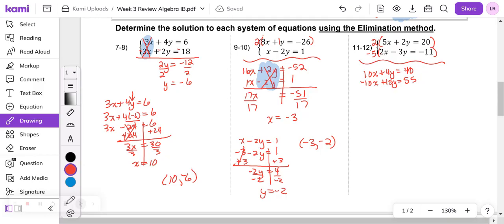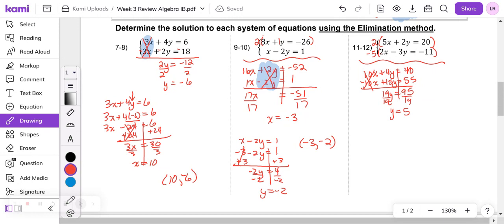Now, from here, I got my opposites, add the equations together. So that's 0. Now I'd get 19y equals 95. Solve the equation. Divide by 19, and y is 5.